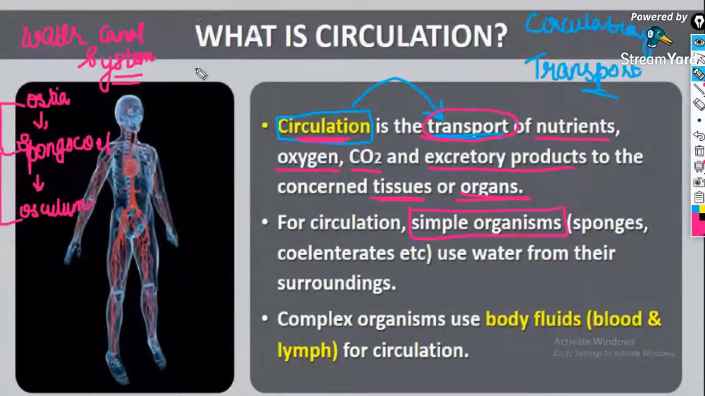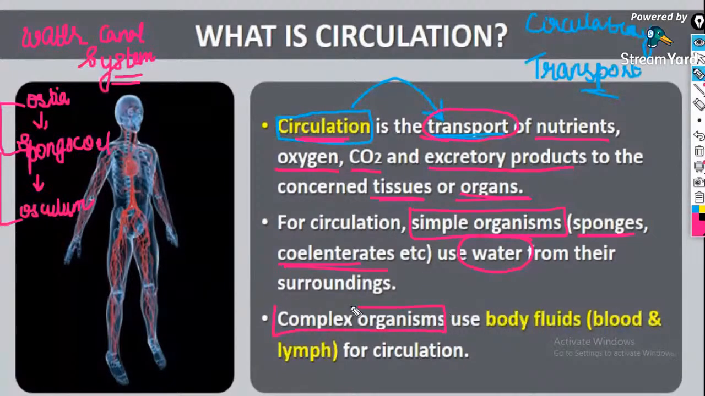In simple organisms such as sponges and coelenterates, they use water for transportation. They use the water surrounding them to transport nutrients, excretory material, and digestive products to different parts of their body.